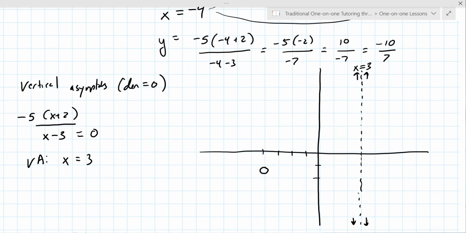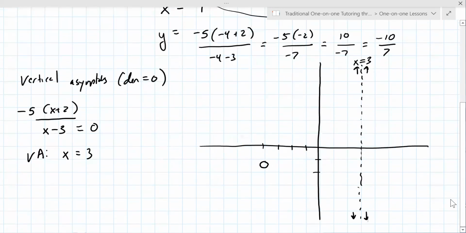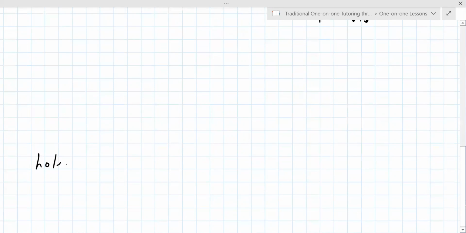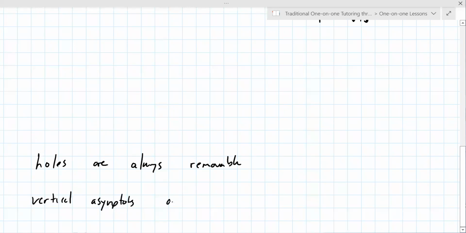So do you know if your instructor wants you to specify removable versus non-removable? Well, she usually puts like, yeah, she wants to know which ones are removable and which ones are non-removable. Okay, so to summarize, holes are always removable. And these are from the math perspective, and vertical asymptotes are always non-removable. There's no exceptions. You don't have to worry about any weird, right.